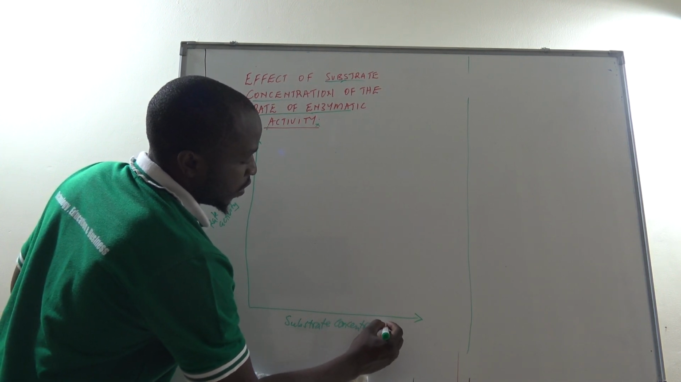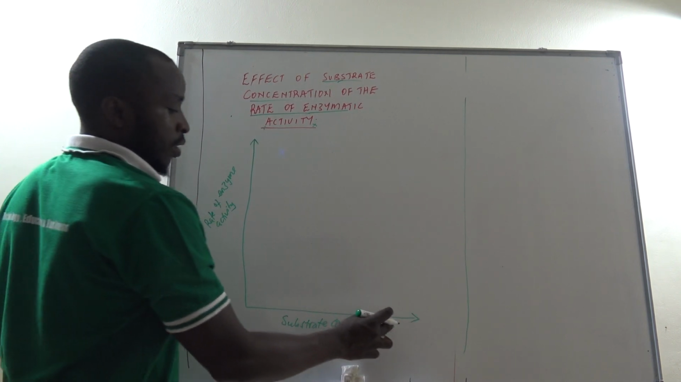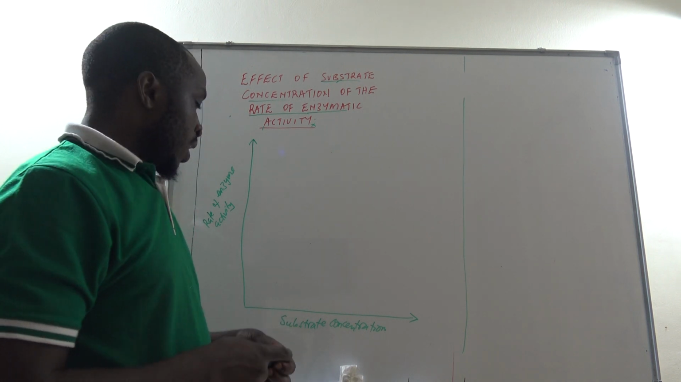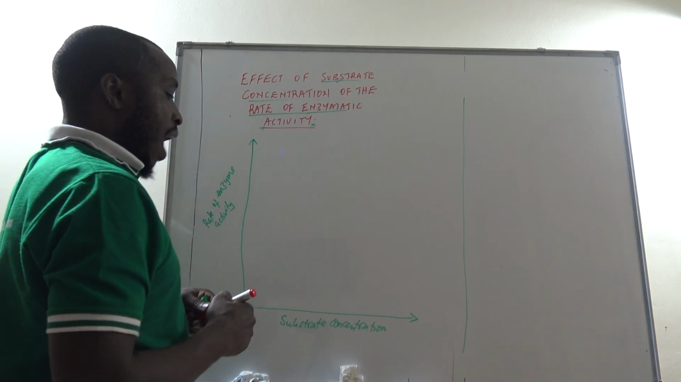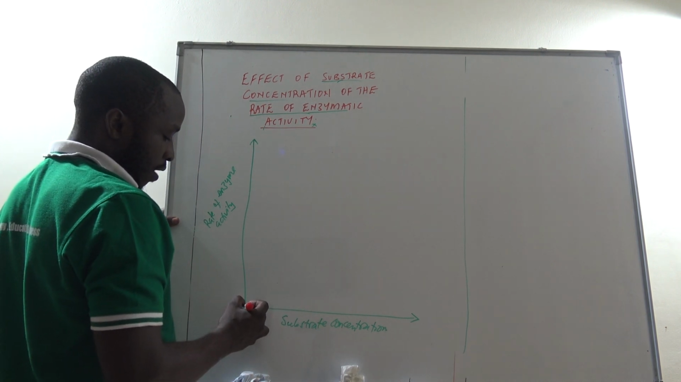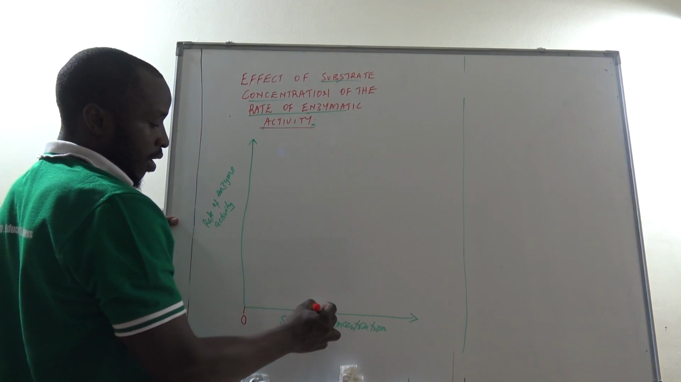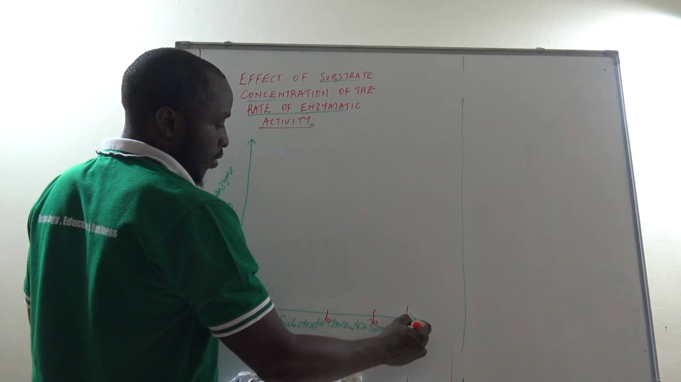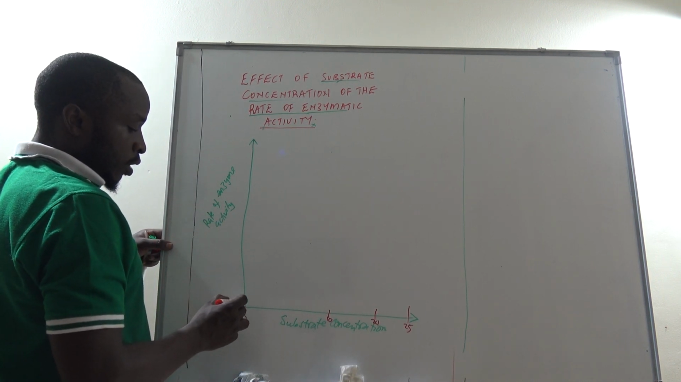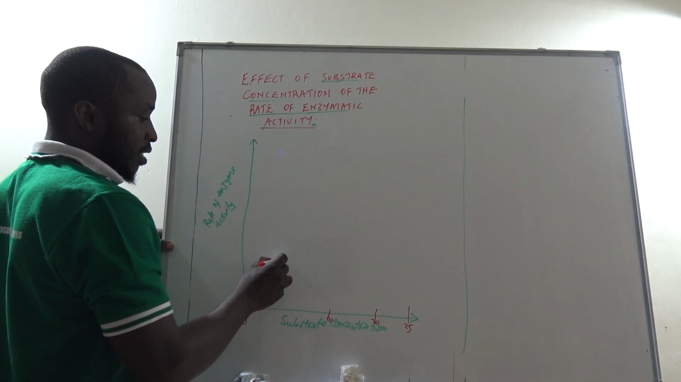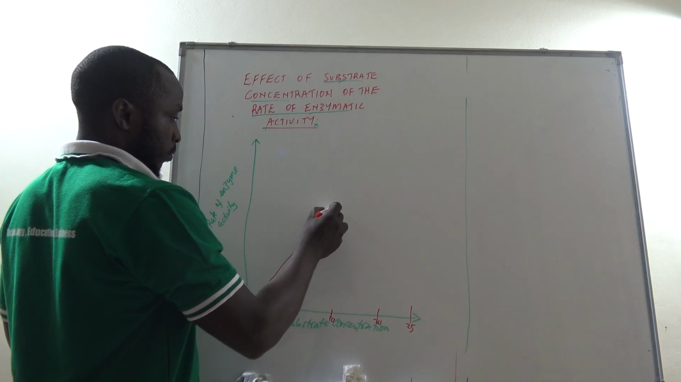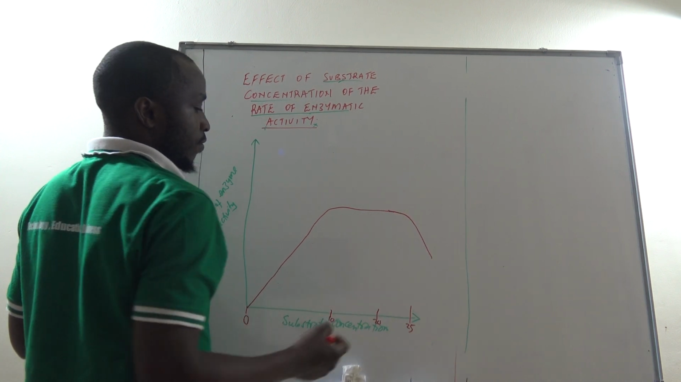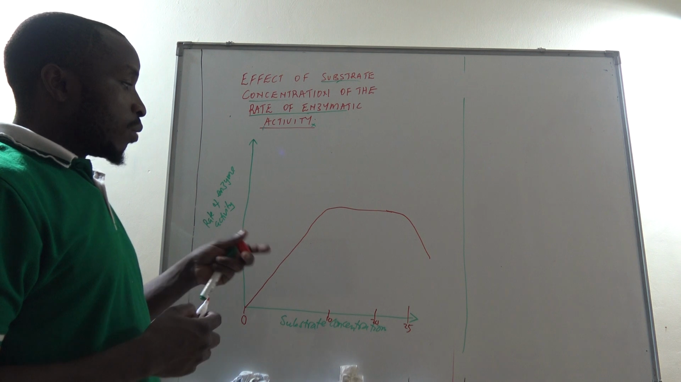We shall perform experiments here, and if I alter the substrate concentration, which kind of graph will I come out with? In such a graph, let's say this is 0, that is 10, that is 20, and that one is 25. We shall have such a curve, and then even further, we can have that one. So we shall obtain such a graph.